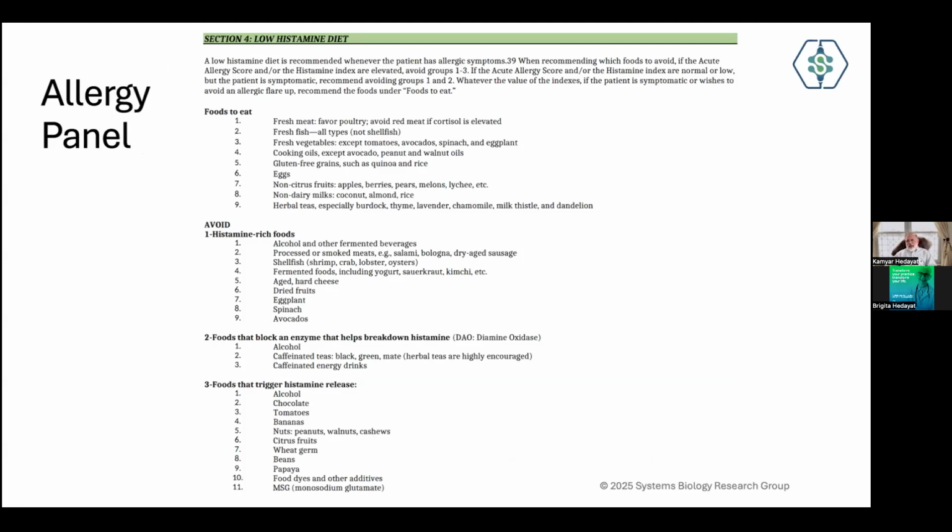Here's the handout that you can give to your patient to save you time on a low histamine diet. It talks both about foods you want to encourage them to eat, as well as foods to avoid. And there's 3 levels: foods that are rich in histamine, foods that block the diamine oxidase and slow down breakdown of histamine, and foods that trigger histamine release.